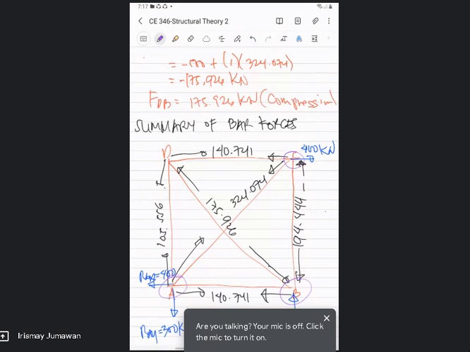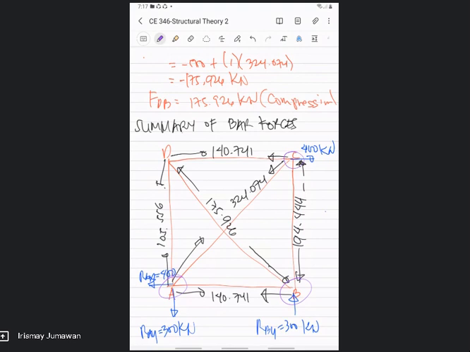Sa joint D mo, kinahanglan equal siya o 140.